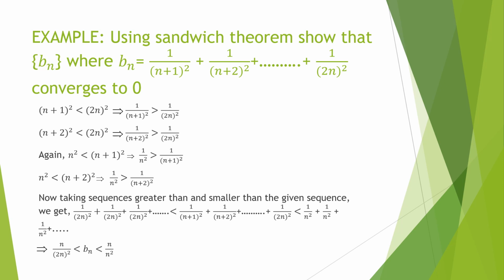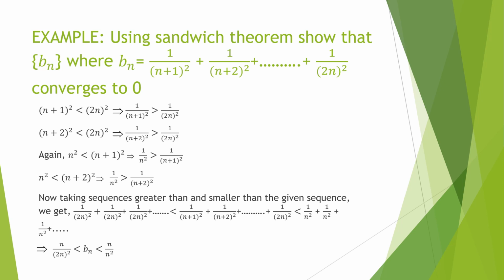First time we have taken the comparison between the first term and the last term of the sequence, and second time we have taken the comparison between the second term and the last term of the sequence. Again n² is less than (n(n+1))², which implies that 1/n² is greater than 1/(n(n+1))². Now n² is less than (n(n+2))², which implies that 1/n² is greater than 1/(n(n+2))².